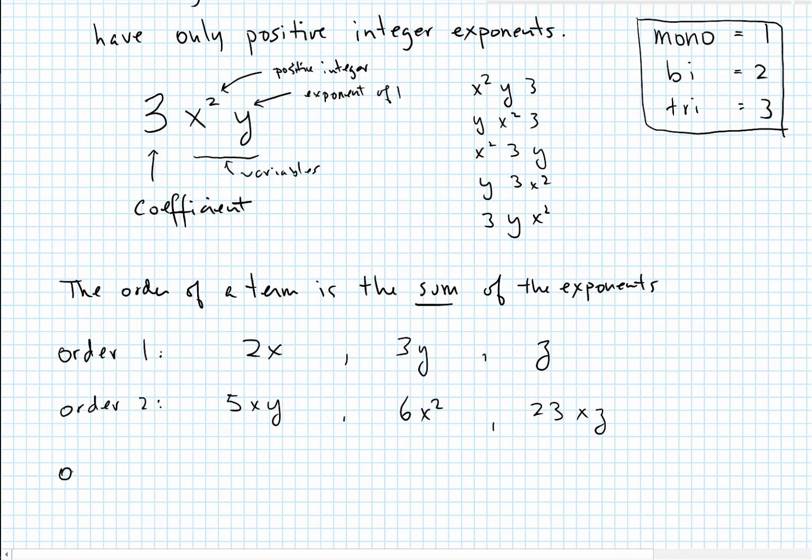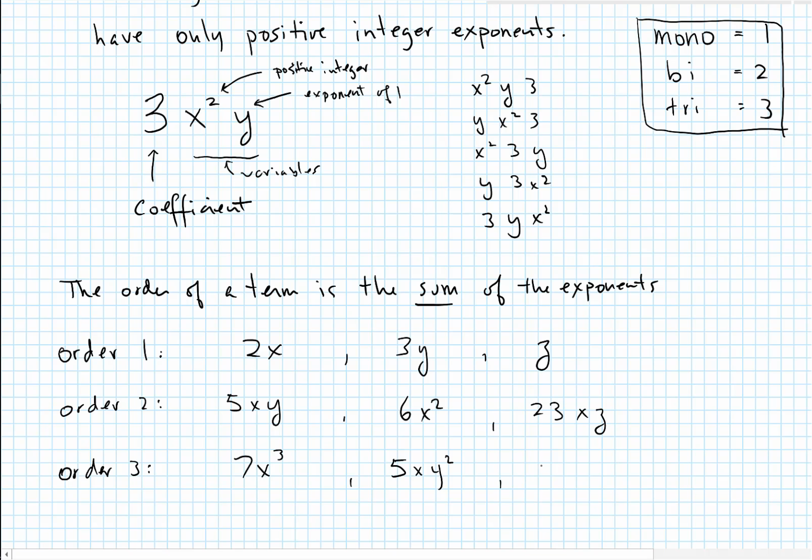How about order 3? Here's where it starts to get a little more interesting. We could have a single variable like 7x cubed. We could have a couple of variables, so let's say 5xy squared. So here the x, again, has an exponent of 1. The y has an exponent of 2. You add those together, you get 3. So that term has an order of 3.